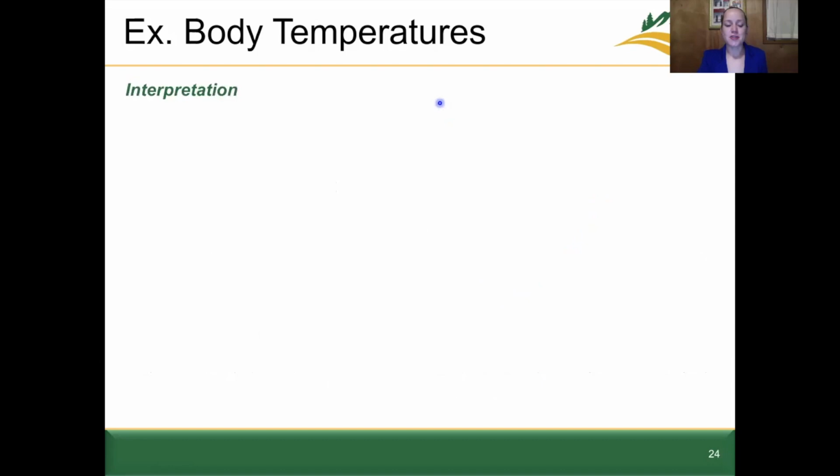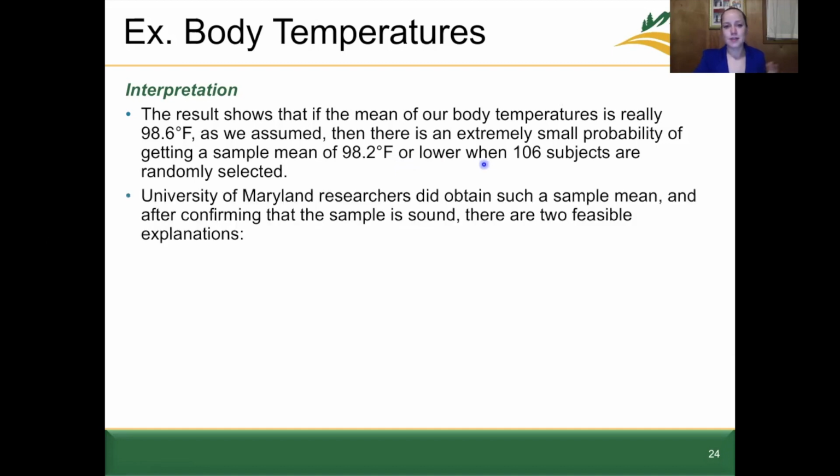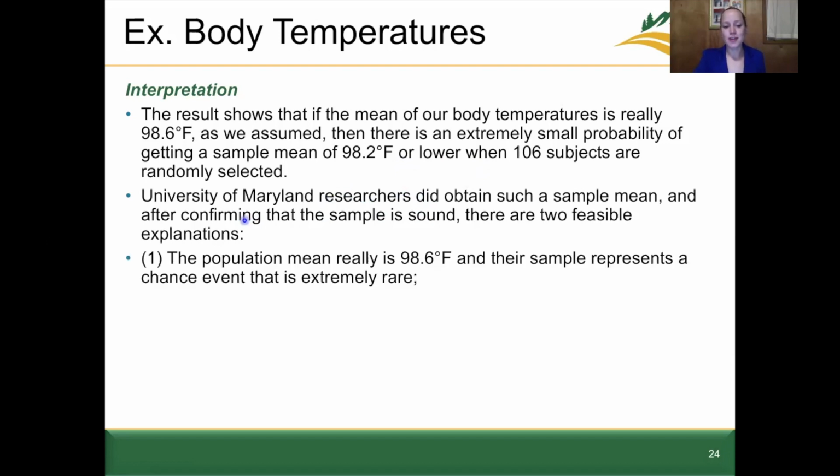Let's talk about the interpretation of all this. So the result shows that if the mean of our body temperatures is really 98.6, then there's an extremely small probability of getting a sample mean with 98.2 degrees Fahrenheit or lower when 106 subjects are randomly selected. Now, sort of interestingly, University of Maryland researchers did obtain such a sample mean, and they also confirmed that the sample is sound. Well, to explain this, there's two feasible explanations. One, the population mean really is 98.6 degrees Fahrenheit, and their sample represents a chance event that is extremely rare, right? We got a very small probability value from the question we just did.